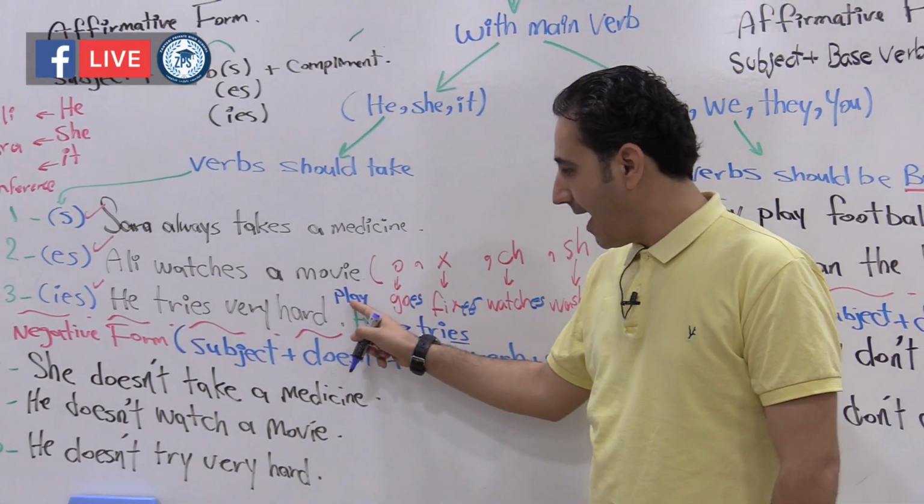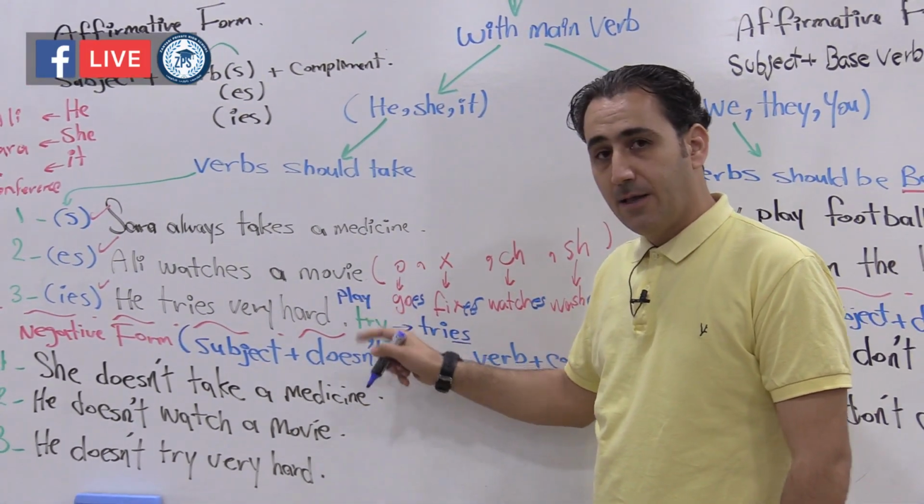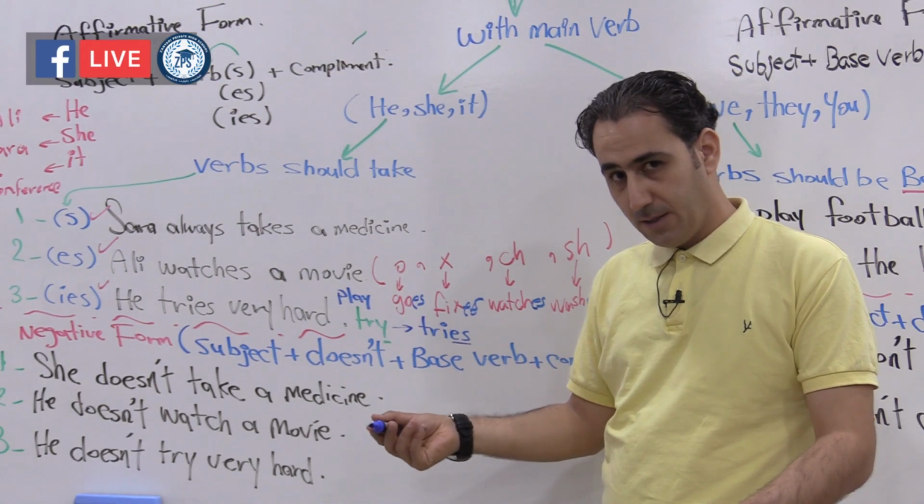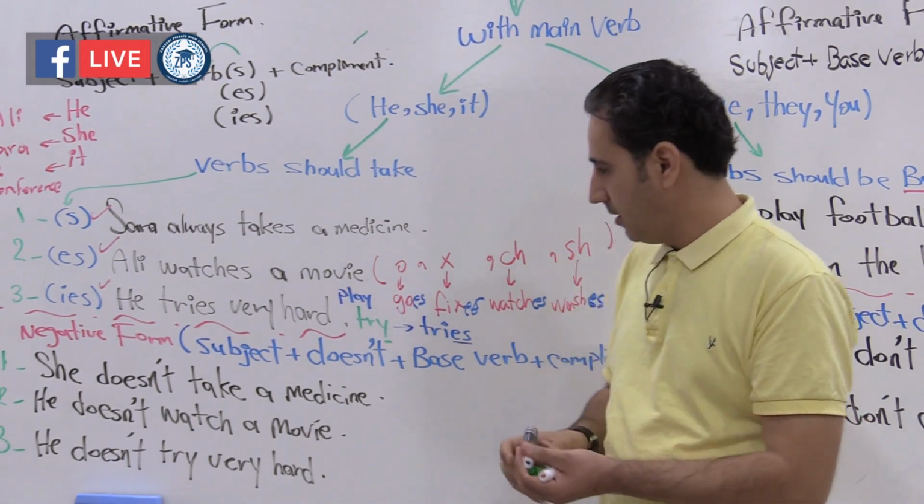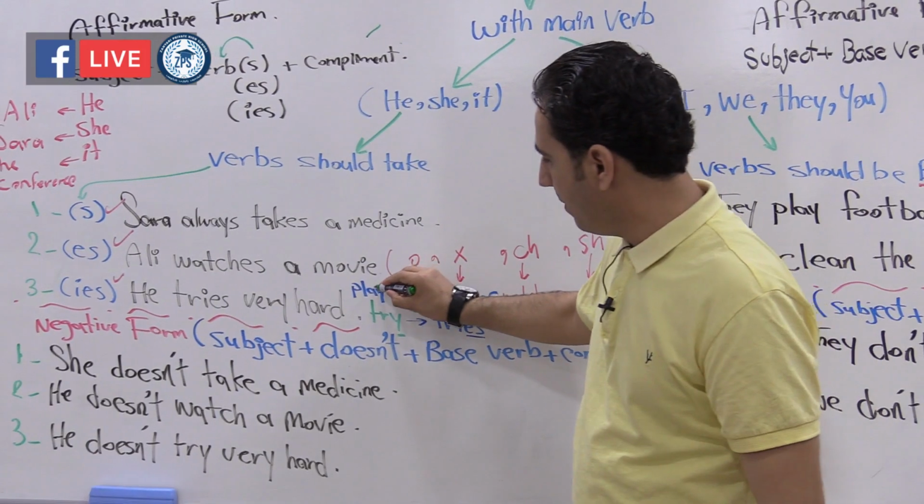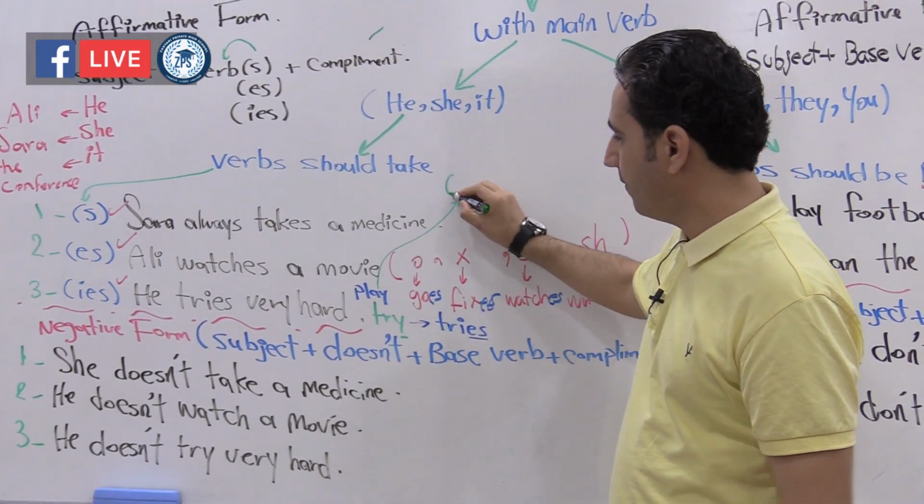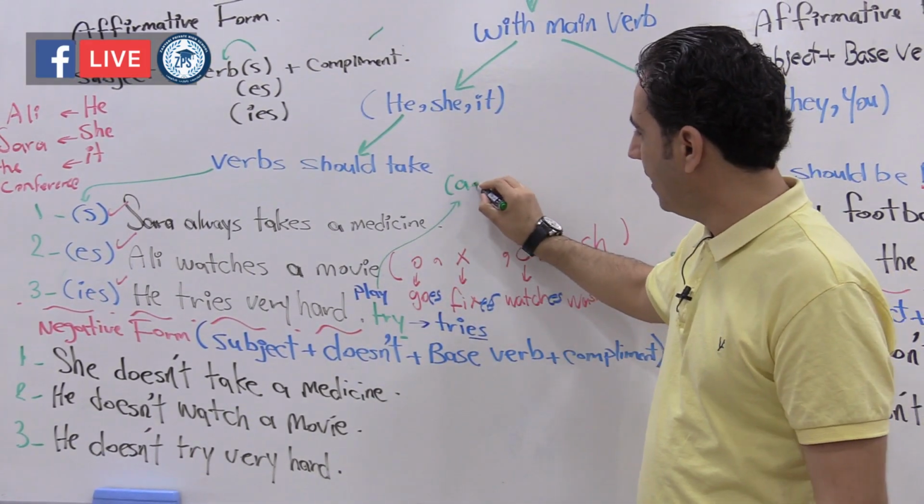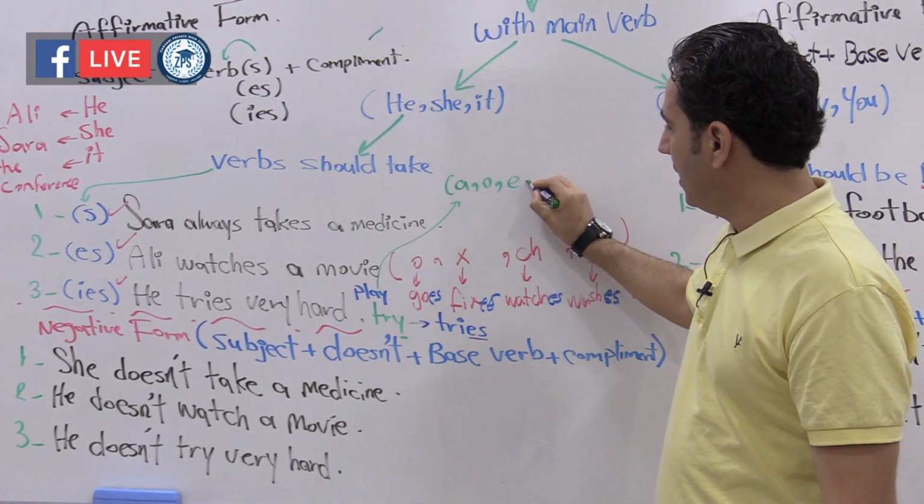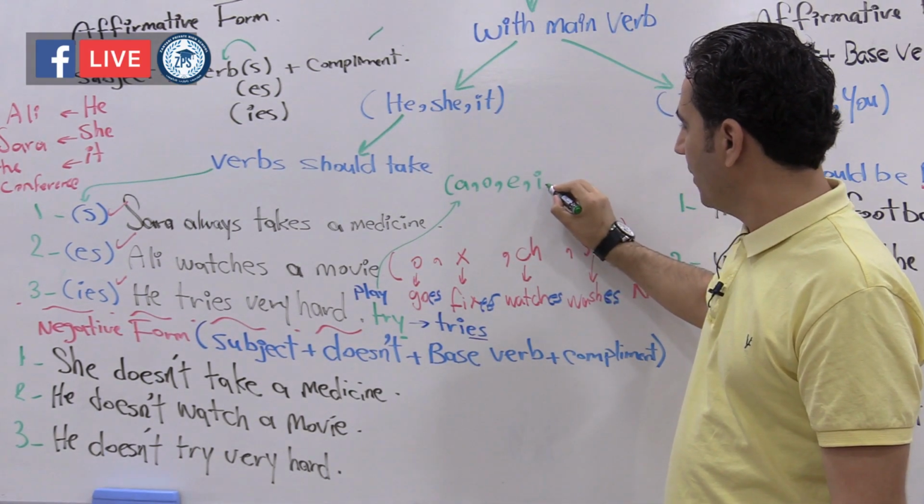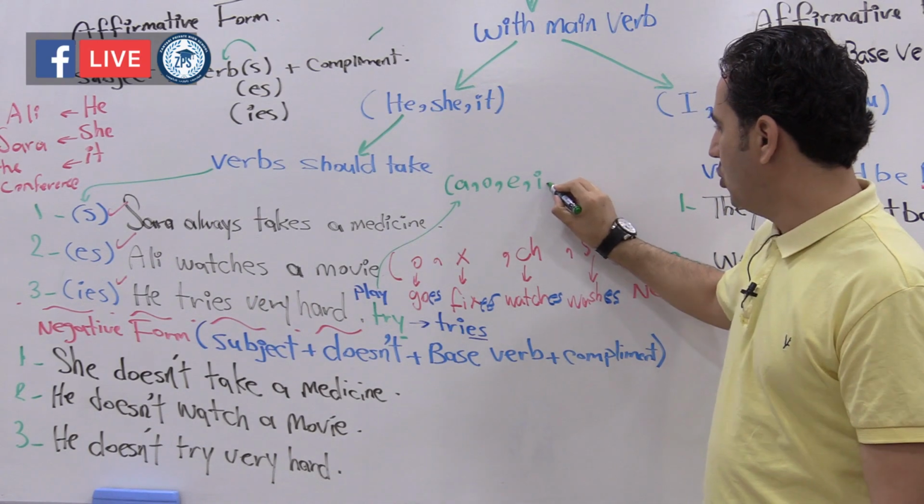Because there's a vowel before Y. You know vowels? I'm sure you know that. Let me write down the vowels. How many vowels do we have? 5. Very good. Bravo. A, O, E, I, and U.